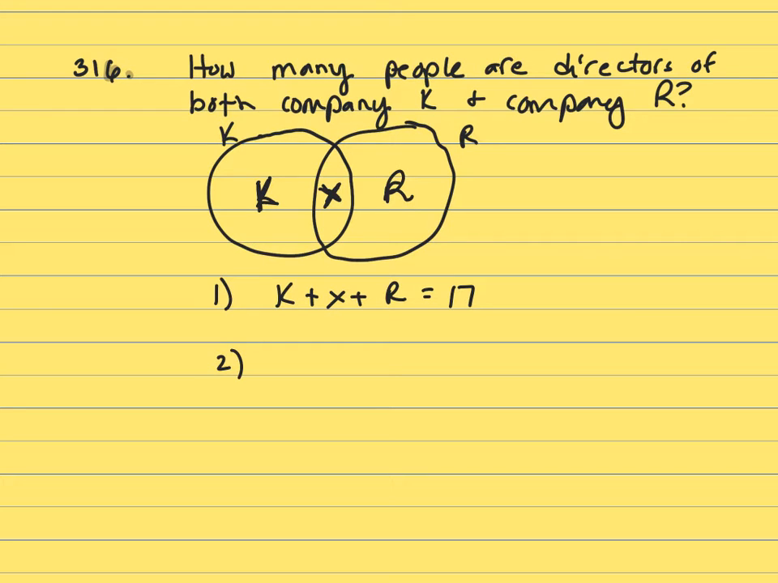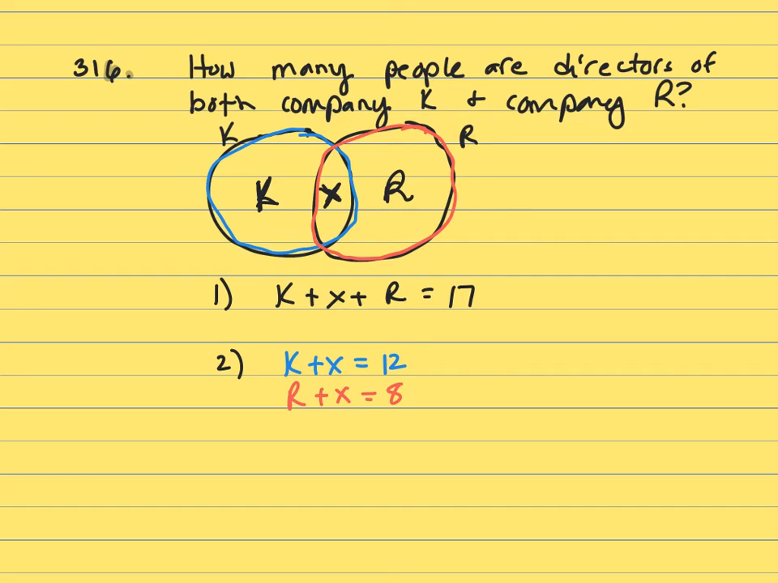Company K has 12 directors, and Company R has 8 directors. So Company K, let me get a different color here, is this. So that tells me that K plus X equals 12. And Company R has 8. So I know that R plus X equals 8. But that doesn't help me find X.